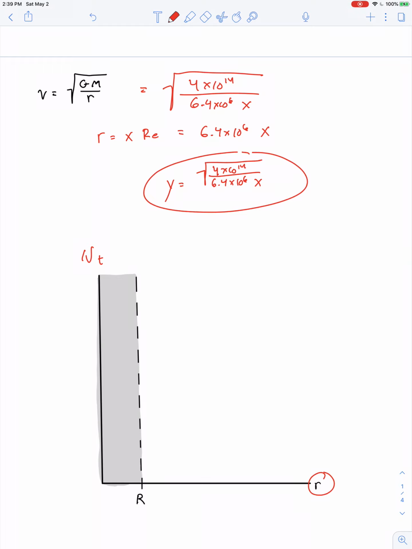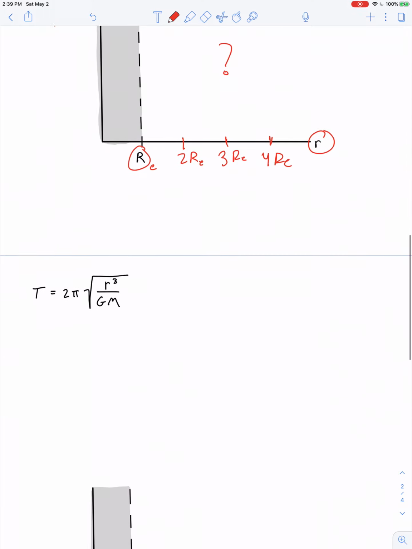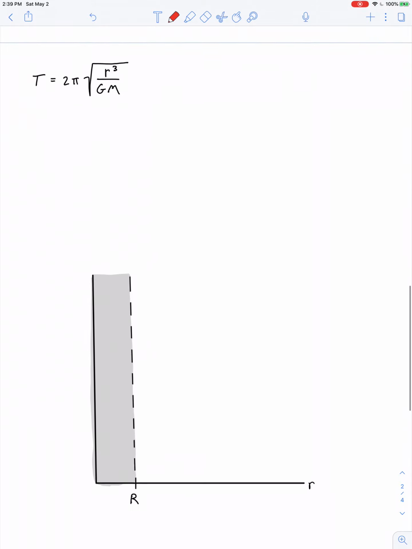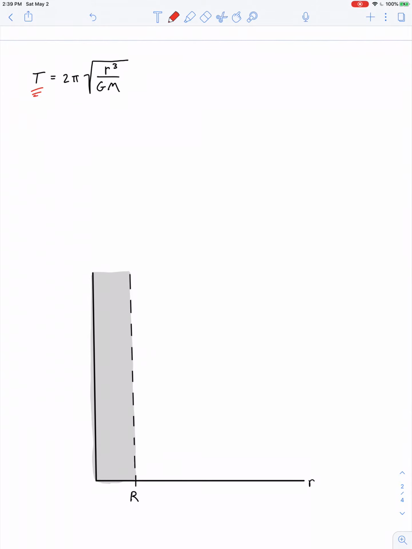You should get for 1 Earth radius a value of about 7,900 meters per second. And then as you go to 2 Earth radii and 3 Earth radii and 4 Earth radii and so on, what does that graph look like? You could do the same thing for the equation that expresses period as a function of orbital radius.